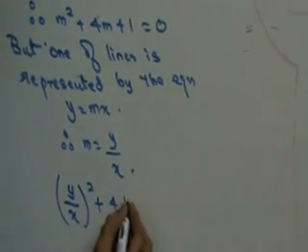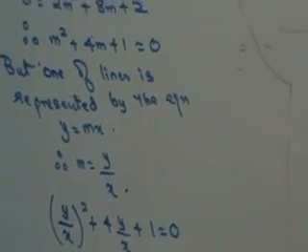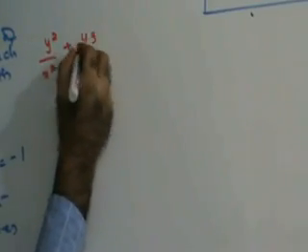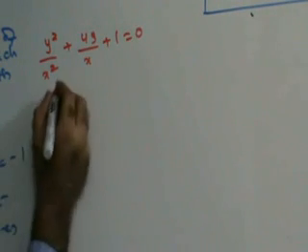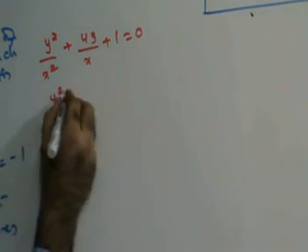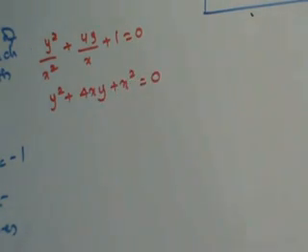I can substitute the value of m in the equation where I will get y upon x the whole square plus 4y upon x plus 1 is equal to 0, in which case you will get y square upon x square plus 4y upon x plus 1 is 0. So you could say that y square plus 4xy plus x square is equal to 0.